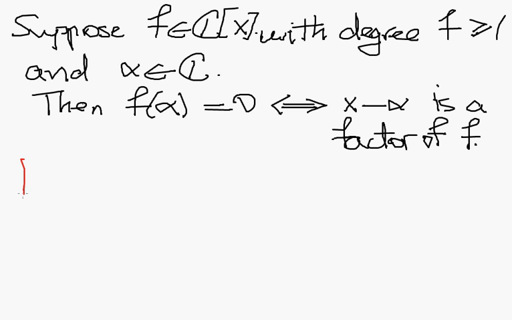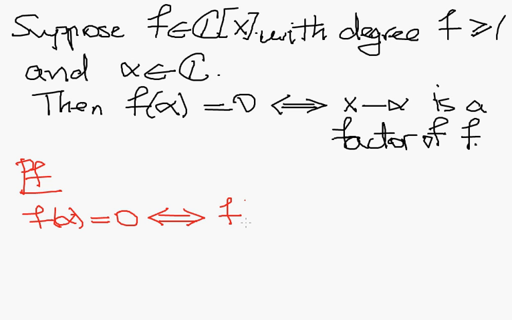The proof of this relies very much on the remainder theorem. So if f of alpha is equal to 0, that happens if and only if we can write f of x as x minus alpha times q of x plus 0.